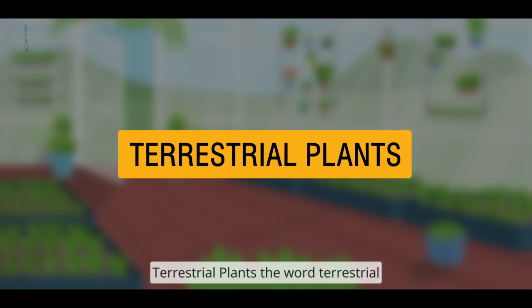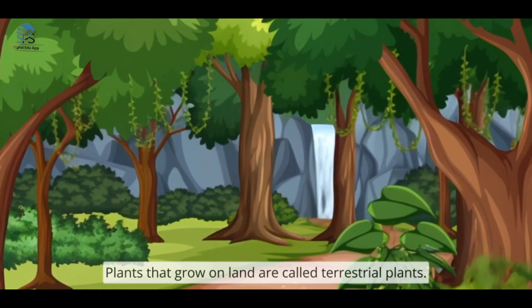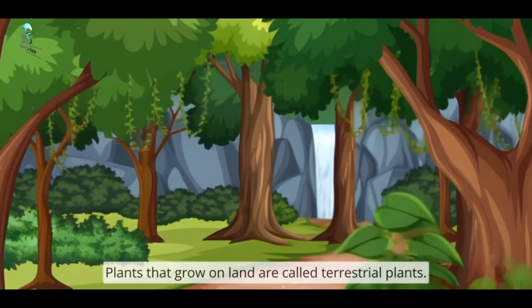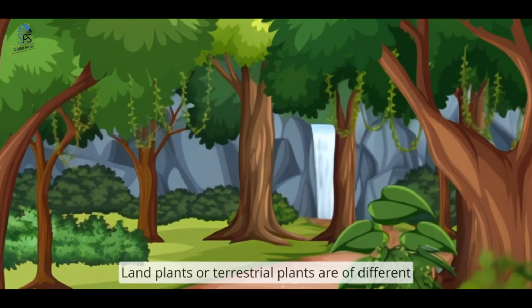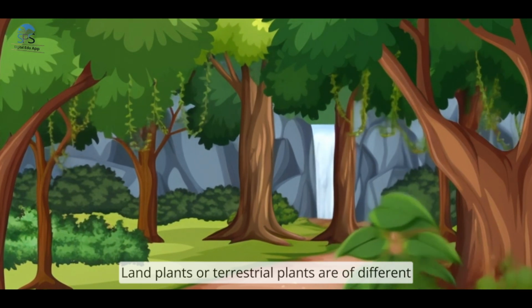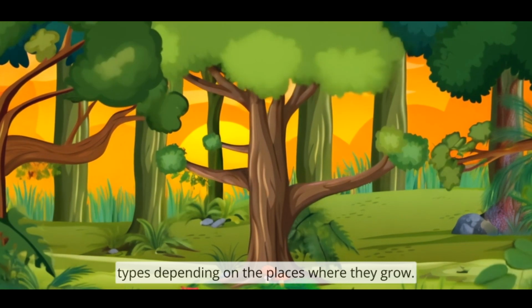Terrestrial plants. The word terrestrial means living on land. Plants that grow on land are called terrestrial plants. Land plants or terrestrial plants are of different types depending on the places where they grow.